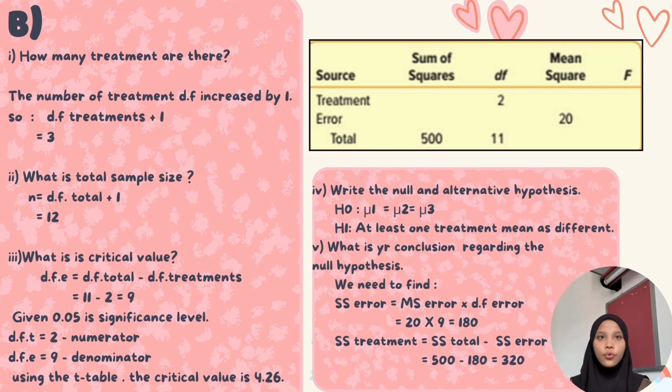Question 4. Write the null and alternative hypothesis. So H0 is mean 1 equal to mean 2 equal to mean 3. And H1 is at least one treatment mean is different.